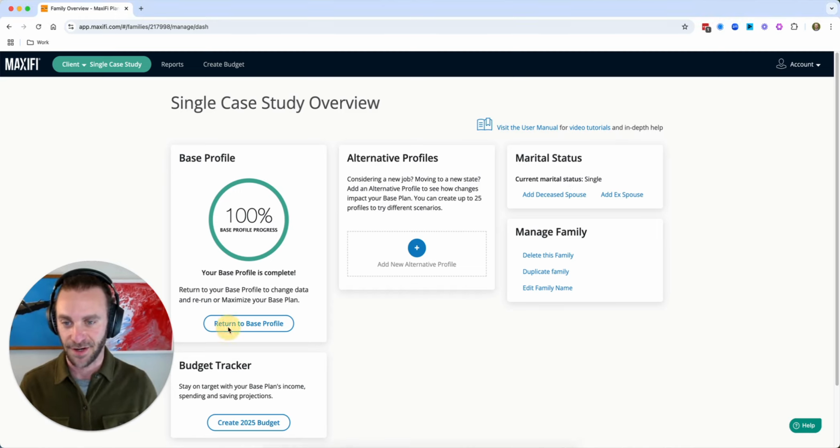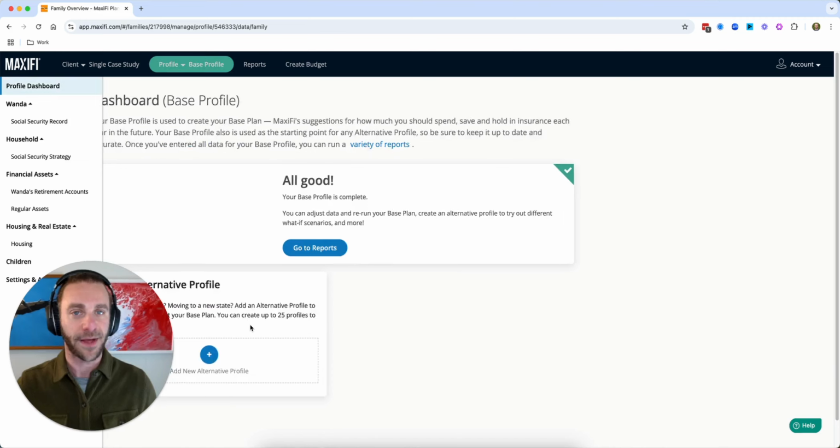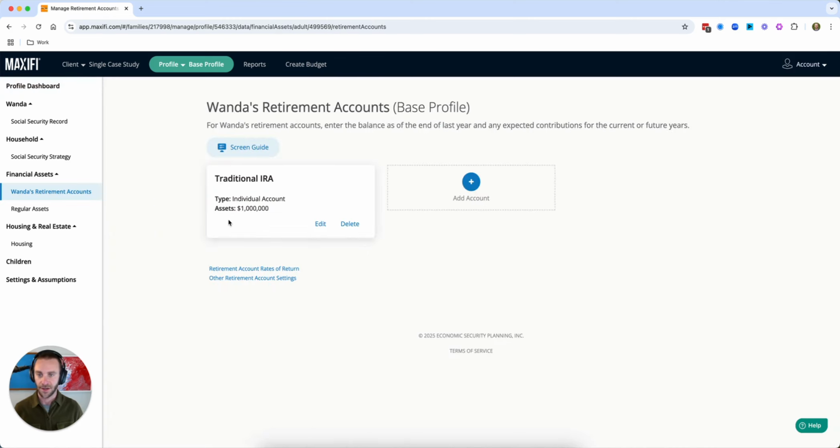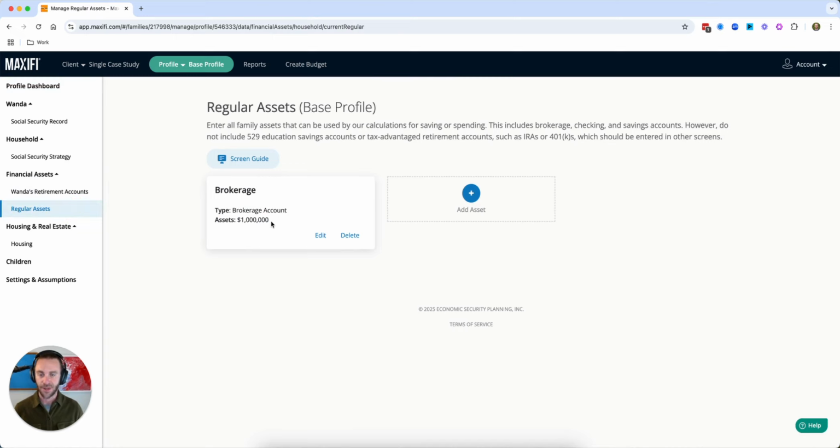So let's get started. I would start by going back to your base profile. This is where you've hopefully entered all of your information to get your financial plan started using the software. I've just created a hypothetical single individual here. Wanda's got $1 million in her traditional IRA and $1 million in a brokerage account, in what are called regular assets in the program. So, in a taxable brokerage account.